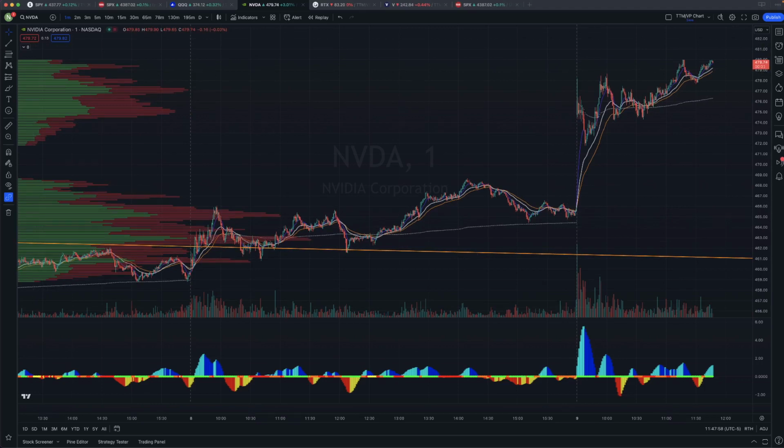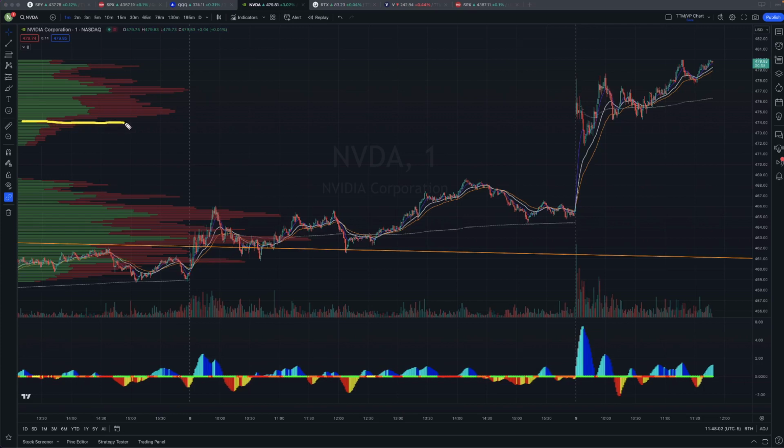So on a very basic level, a value area low is support. A value area high is resistance. And then we have what we call the point of control, which is not always the midpoint, but the point of the most volume in the middle of this value area. So generally we will come in and mark those areas.